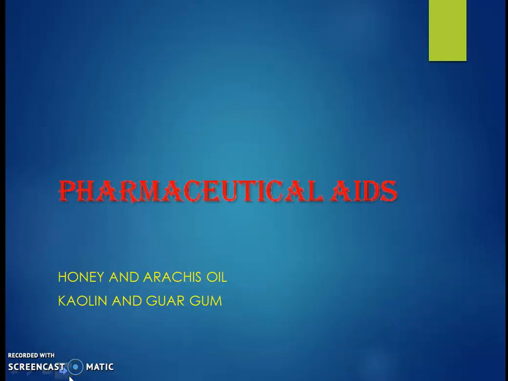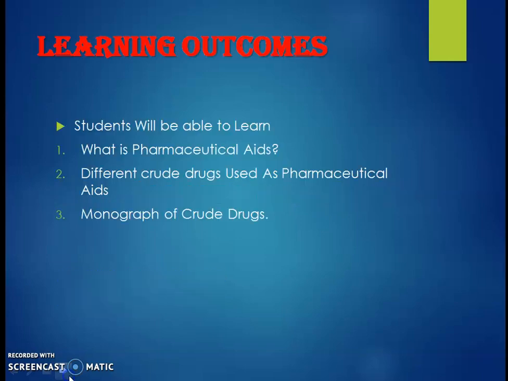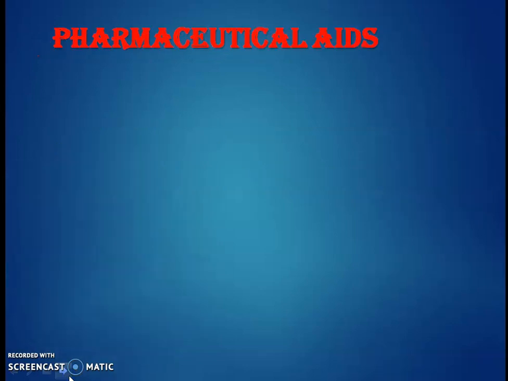So today we will start with Pharmaceutical Aids, Part 1. In this we will study honey and arachis oil, kaolin and guar gum. After watching this, students will be able to learn what a pharmaceutical aid is, different crude drug uses as pharmaceutical aids, and the monograph of crude drugs. So first we'll start with pharmaceutical aids.